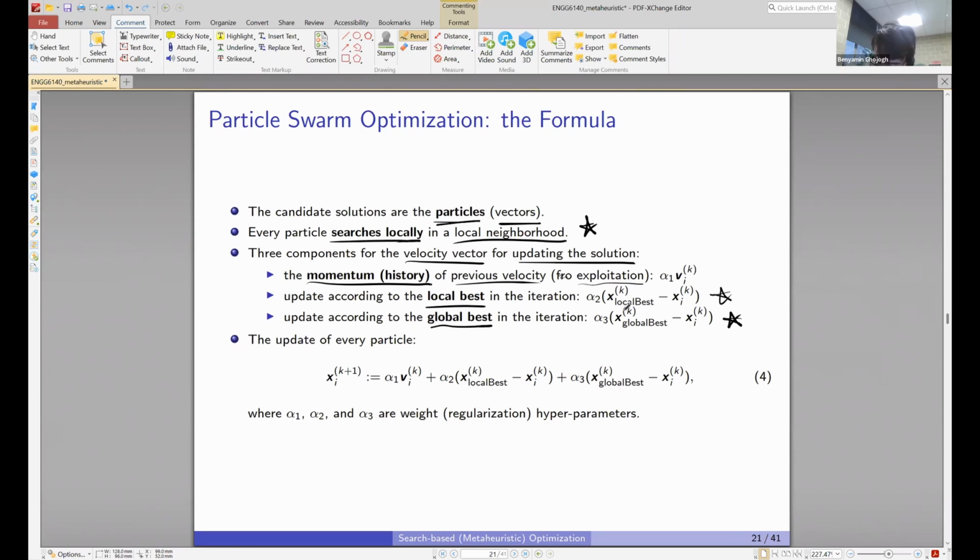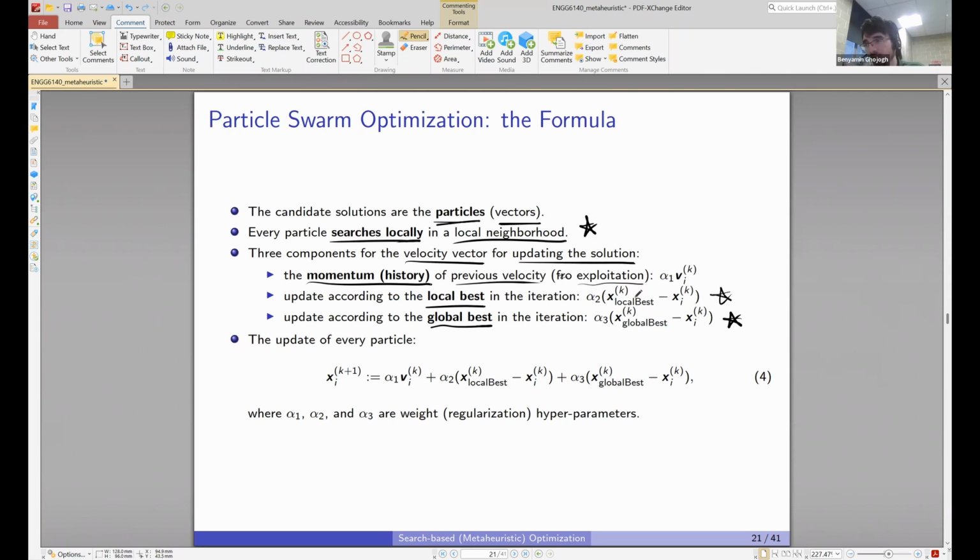And in this variant, local best can be seen as the best of the local searches of all particles in this iteration. So it means that we move toward the local best of this iteration. We also move toward the global best so far.